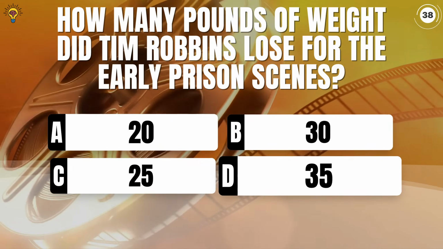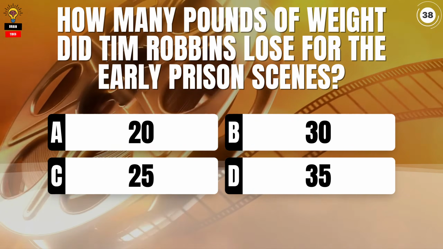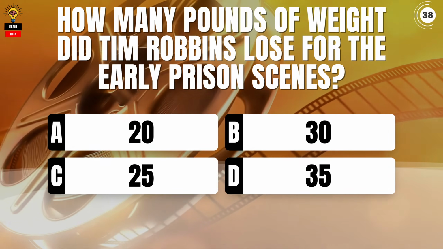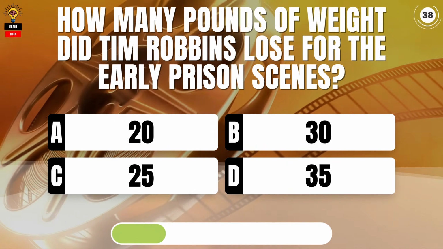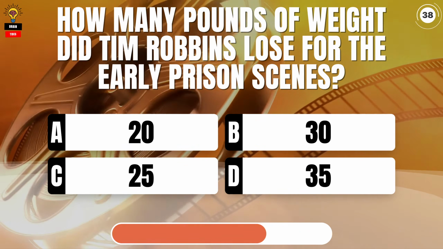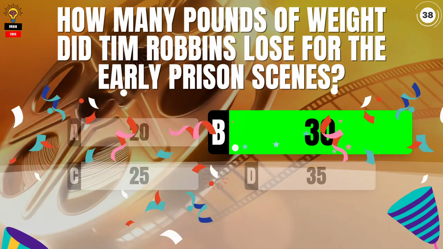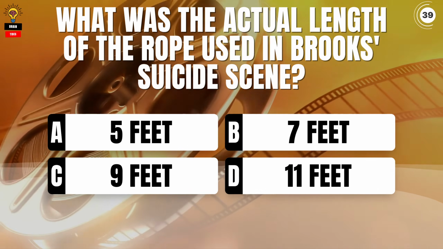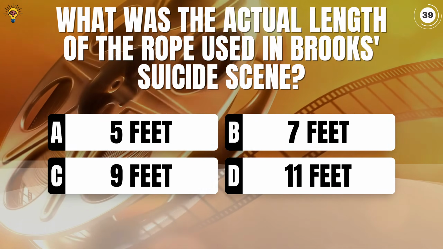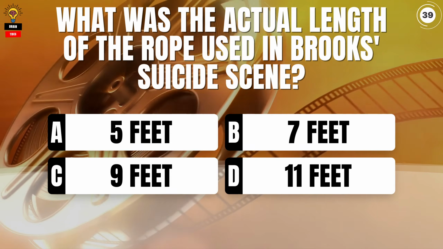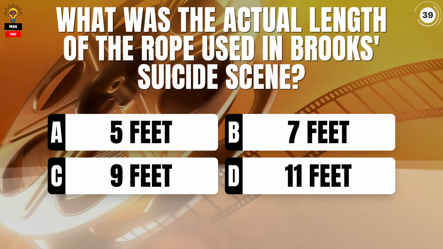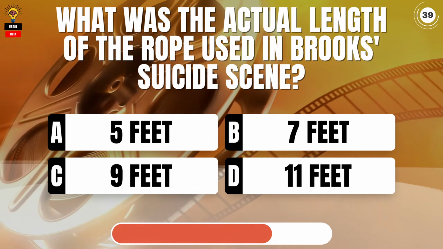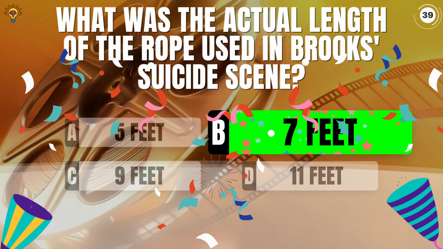How many pounds of weight did Tim Robbins lose for the early prison scenes? 20, 30, 25, or 35? 30. What was the actual length of the rope used in Brooks' suicide scene? 5 feet, 7 feet, 9 feet, or 11 feet? 7 feet.